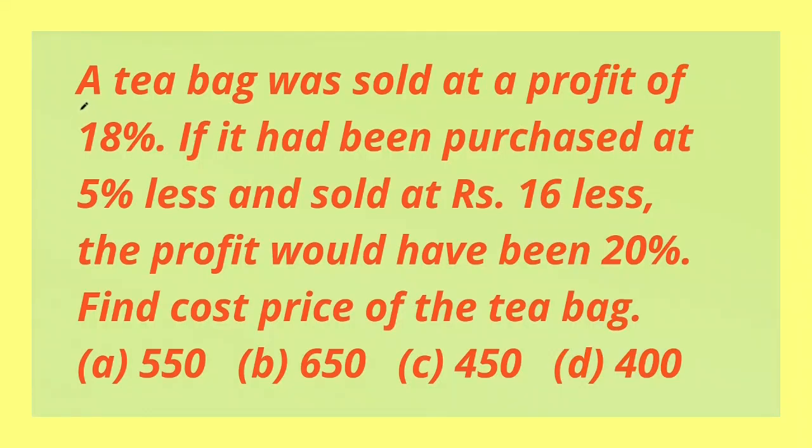Our question is, a tea bag was sold at a profit of 18%. If it had been purchased at 5% less and sold at rupees 16 less, the profit would have been 20%. Find cost price of the tea bag. The given options are option A 550, option B 650, option C 450, option D 400.